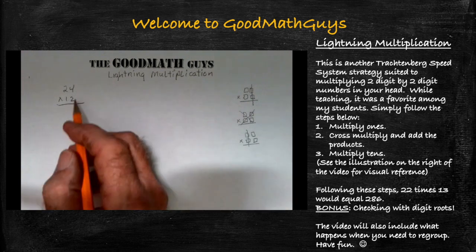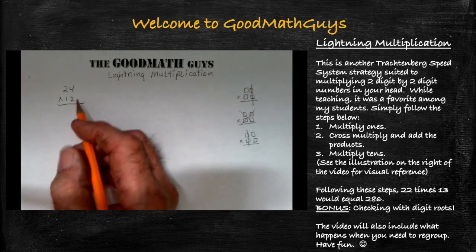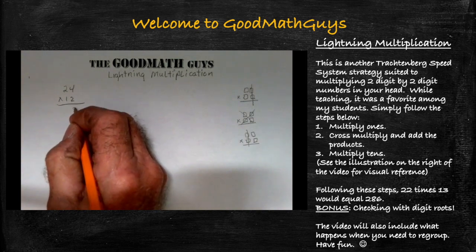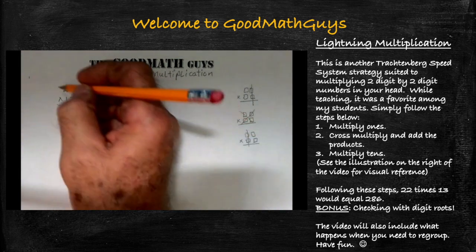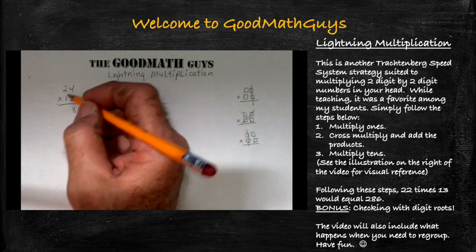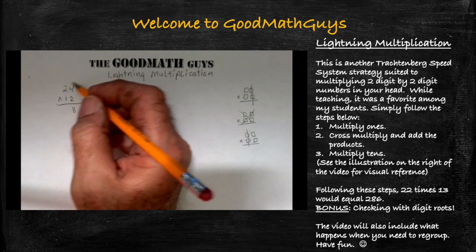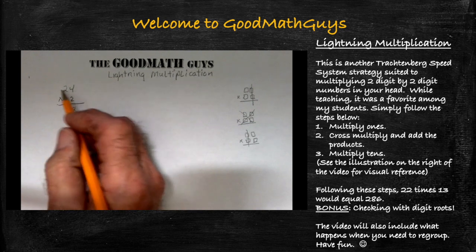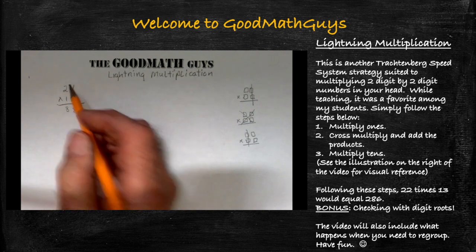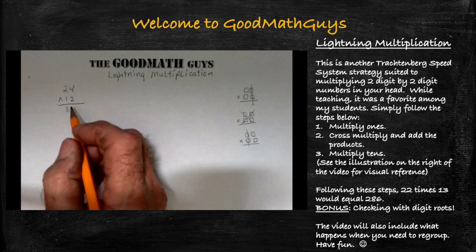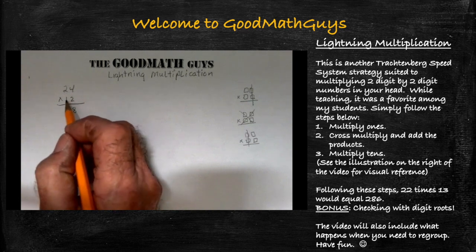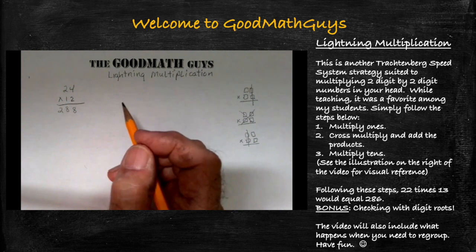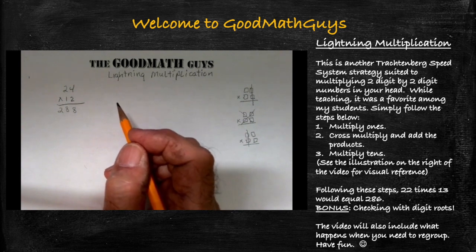So let's see if we can apply that to this problem. We're going to multiply ones. 4 times 2 is 8. Then we cross multiply. 2 times 2 is 4. 1 times 4 is 4. 4 plus 4 is another 8. That was cross multiply and add the 2 products. Then we multiply tens. 1 times 2 is 2, and we think that our product here is going to be 288.